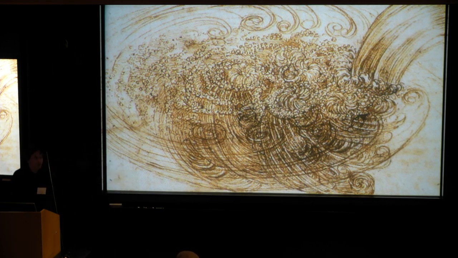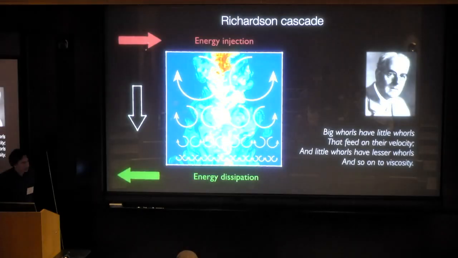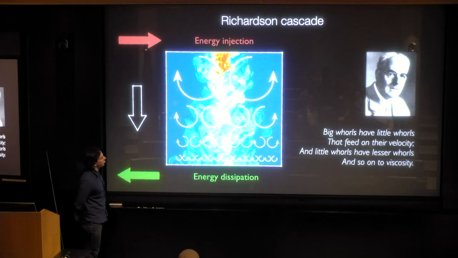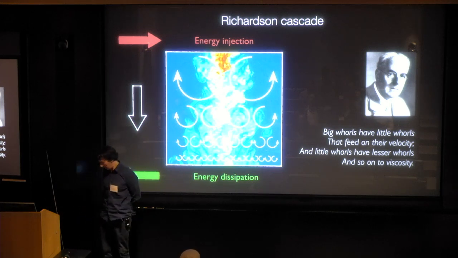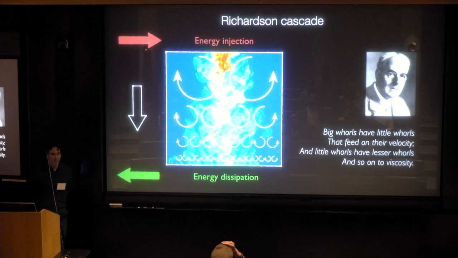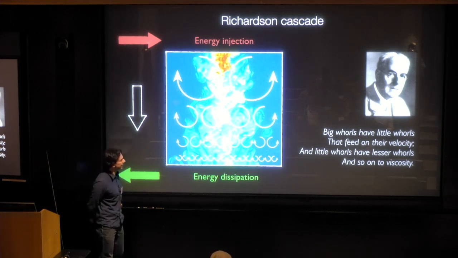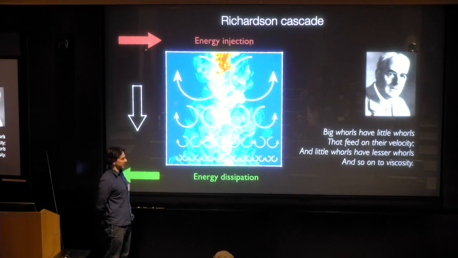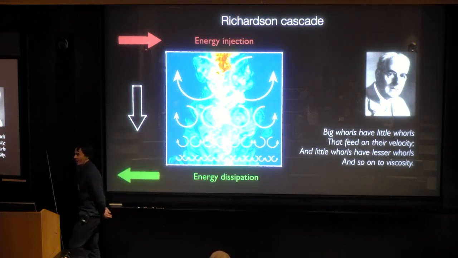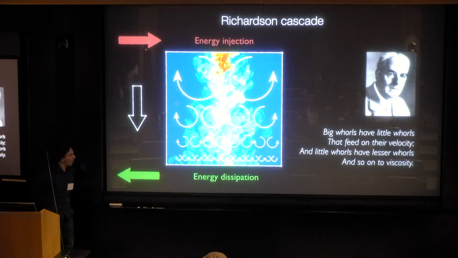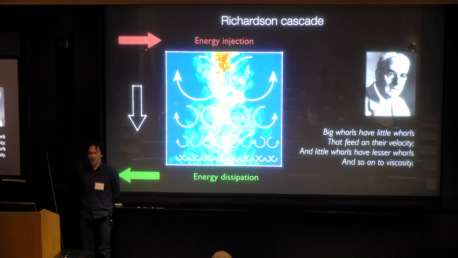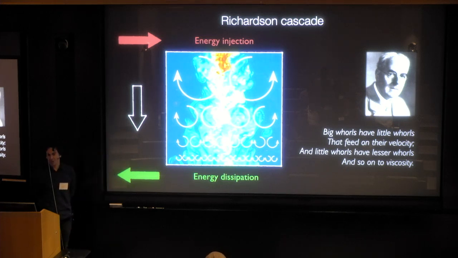And what makes it really incredible is that, as you know, presumably even better than me, this is in essence the very same idea that Richardson put forward a century later to explain the nature of the energy cascade. Big whorls have little whorls that feed on their velocity, and little whorls have lesser whorls, and so on to viscosity. So this is a little Swiftian poem by which Richardson explained that turbulence is ultimately the trick that nature has devised in order to dissipate energy when dissipation is negligible.